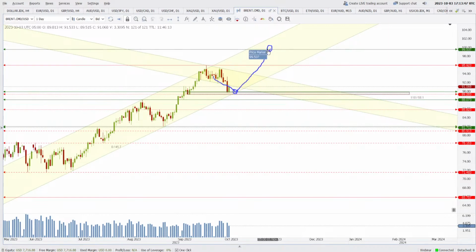99.53 is what I am expecting. Before that, 95.92 may act as a good resistance in the coming time. Okay, and this 89.28, this area should hold as a support, and I expect this to hold as a support tomorrow and the day after also.